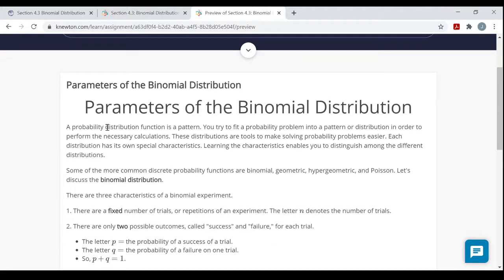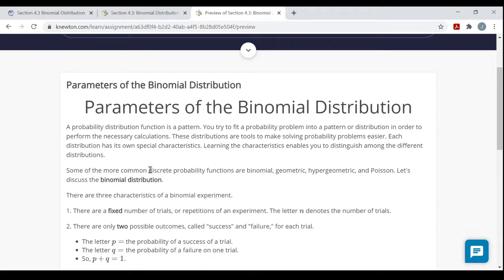So a probability distribution function, or a probability density function, as you've seen, is a pattern. You try to fit a probability problem into a pattern or a distribution in order to perform the necessary calculations. These distributions are tools to make solving probability problems easier. Each distribution has its own special characteristics. Learning the characteristics enables you to distinguish among the different distributions.